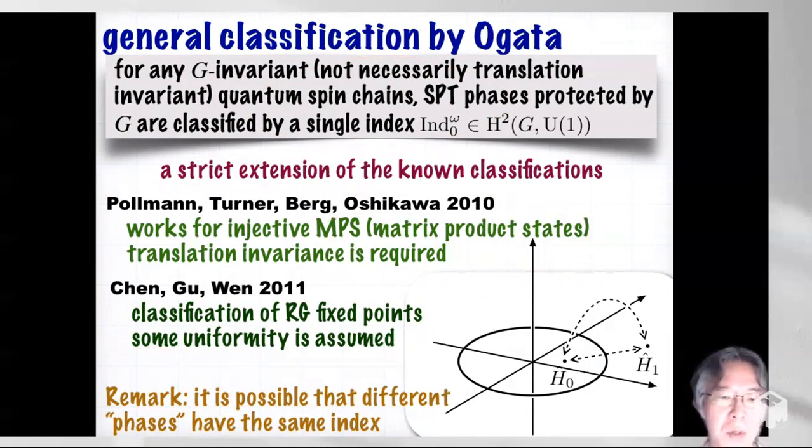And here's the final remark. This is often the case for index theorems. It is possible that different phases happen to have the same index. So if you have two models and their indices are different, then you are sure that they belong to different phases. But it may happen that two models belong to different phases, in the sense that you have to go through a singular point to connect them, but still these two models happen to have the same index. Okay, so anyway, this is a very important application to the classification problem of SPT.